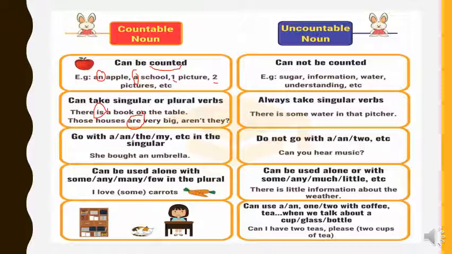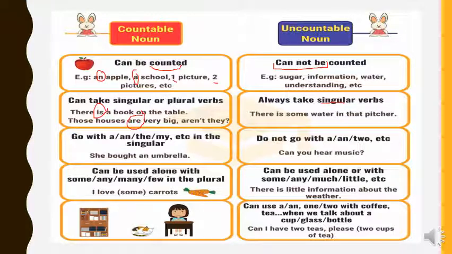Now we move to the uncountable nouns. Uncountable nouns are nouns that cannot be counted. For example, sugar, information, water, understanding. These nouns always take singular verbs. There is some water in the pitcher. We cannot say there are some water, there is. So they always take singular verbs.